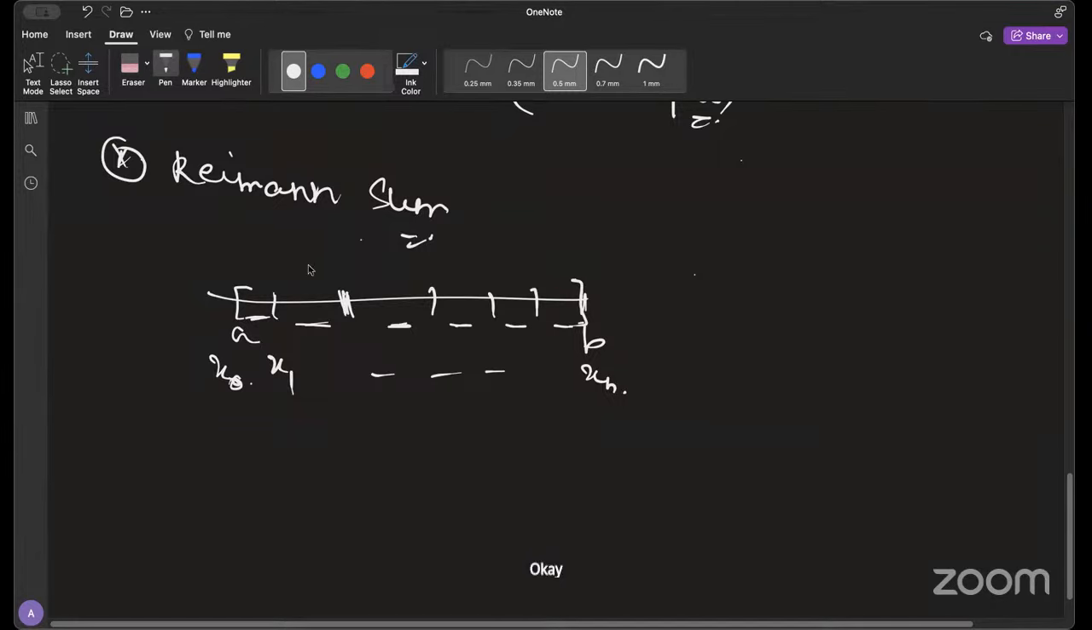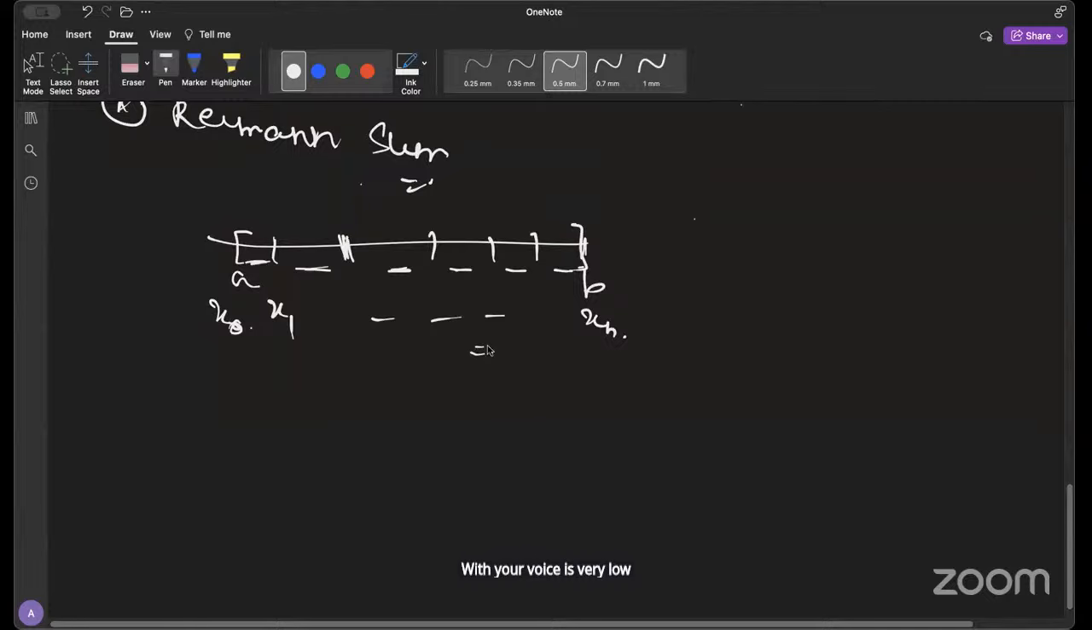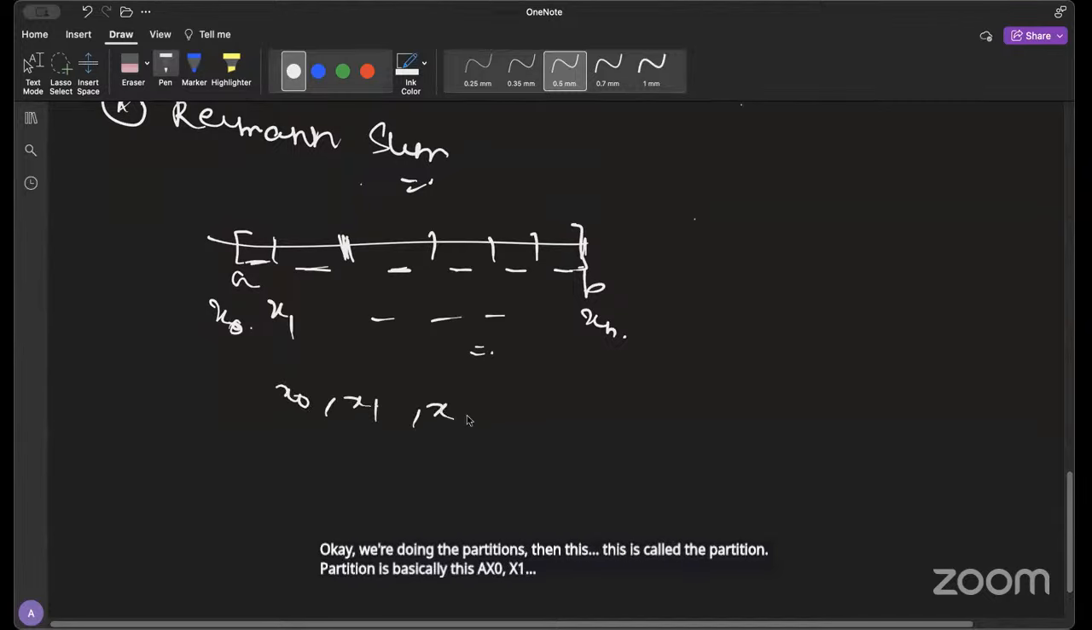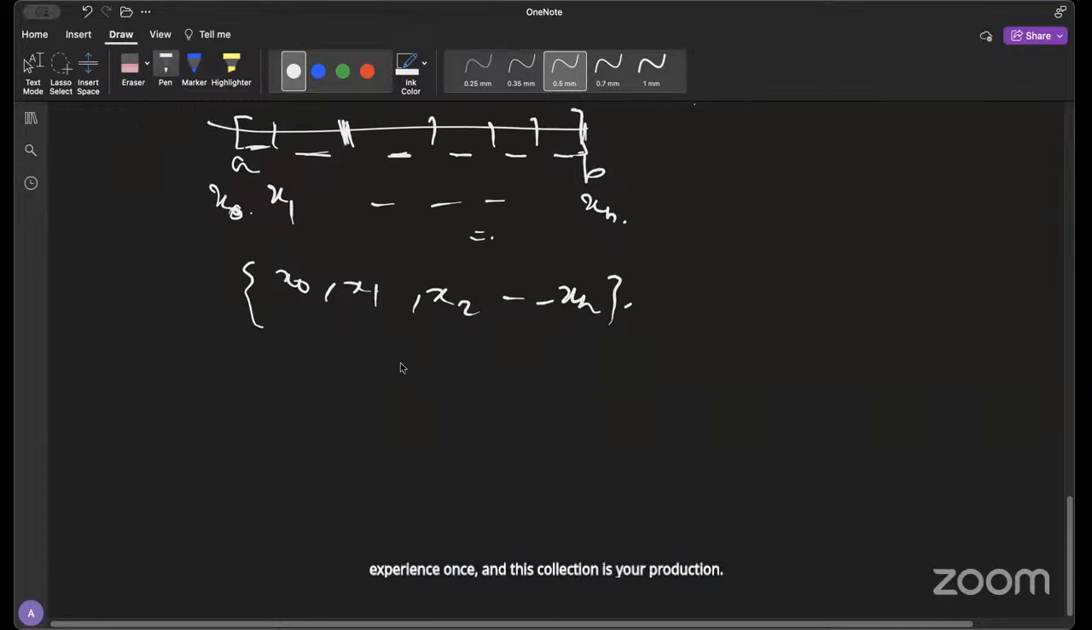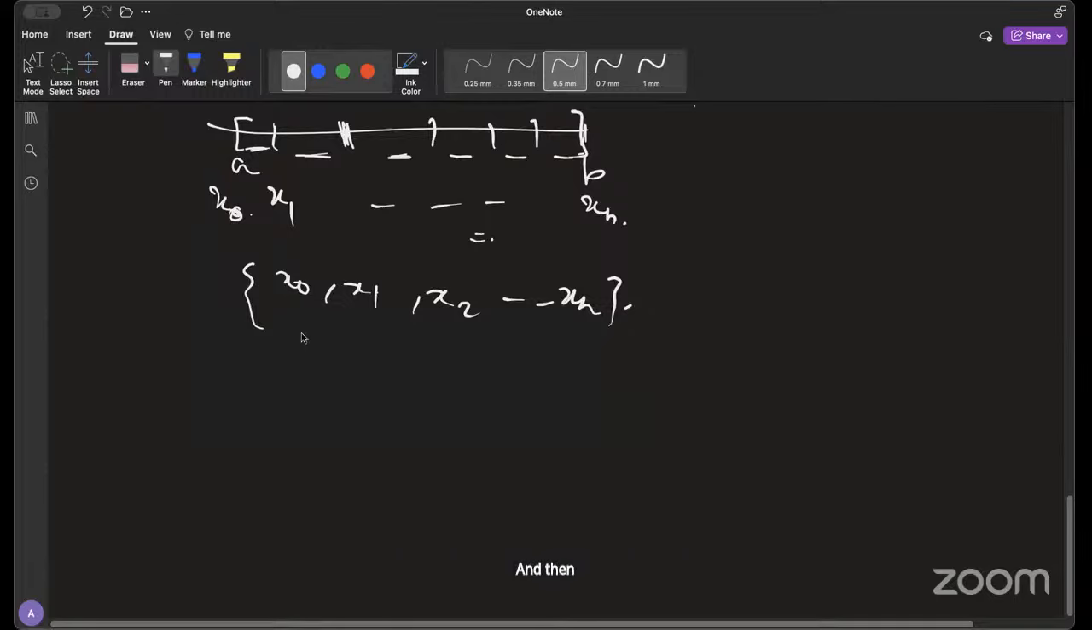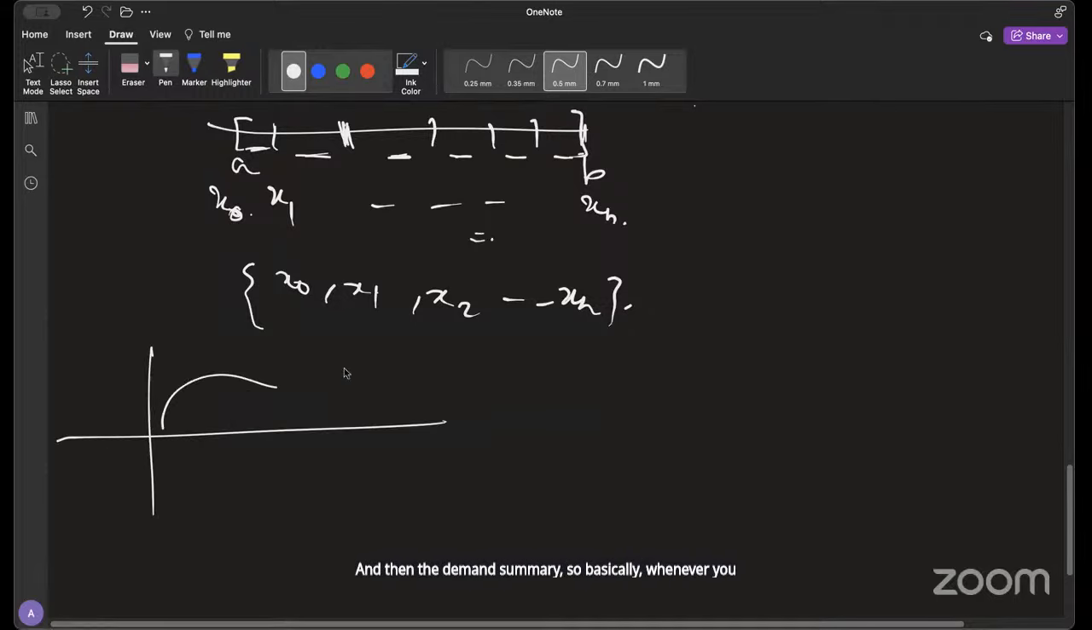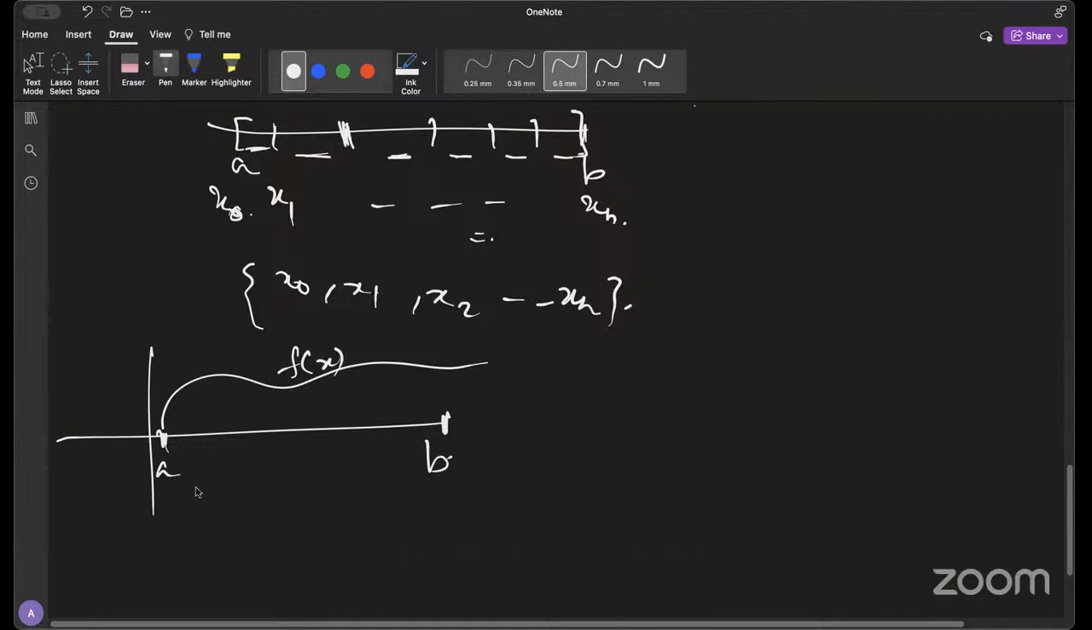Okay. We're doing the partitions. Partition is basically this thing: x naught, x1, x2, and so on up to x. And this collection is your partition. And then the Riemann sum is, whenever you have a function, let's just say that this is your function and this is the interval that you're considering. Then you divide it into partitions. The partition is generally given to you.